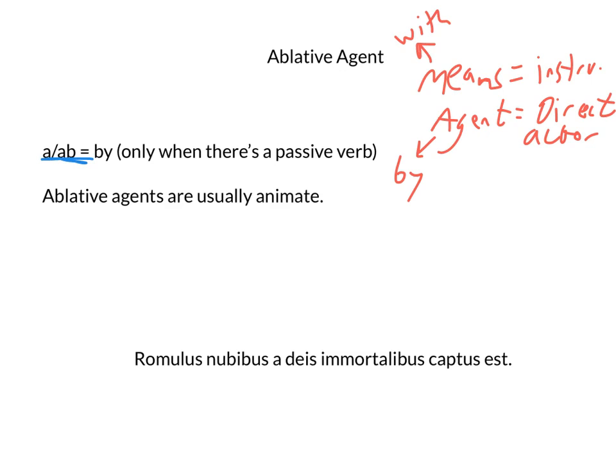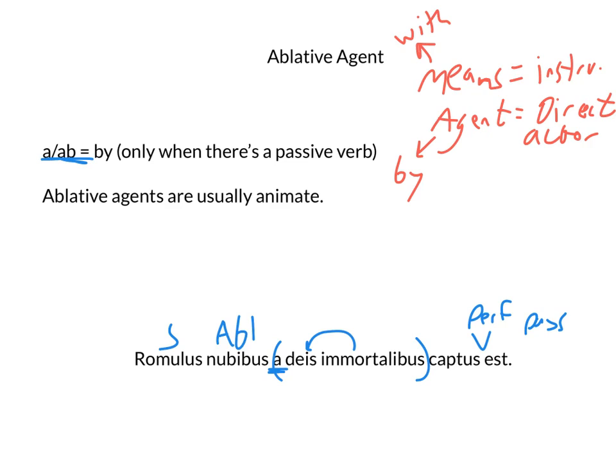All right, so we go down below, and we're probably going to have an ablative of means in this one. So we see Romulus, the subject. It's the same sentence as before, just a couple minor changes. Nubibus is an ablative. And then we have a deis immortalibus. And so you notice the a, that's very important here. Captus est is your perfect passive verb. So Romulus was captured. Romulus was taken.